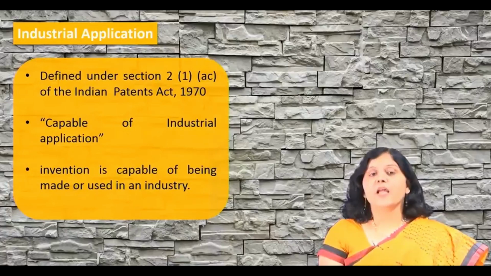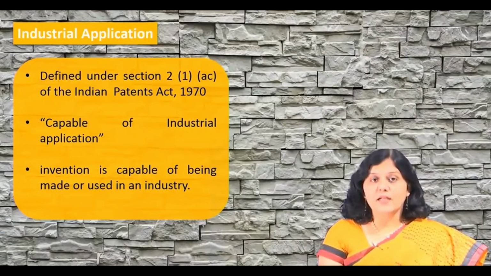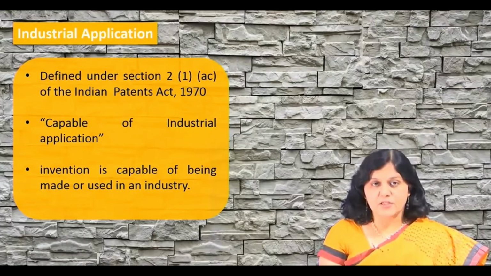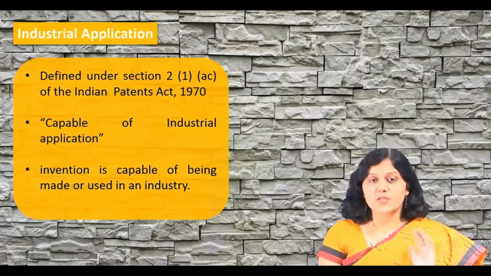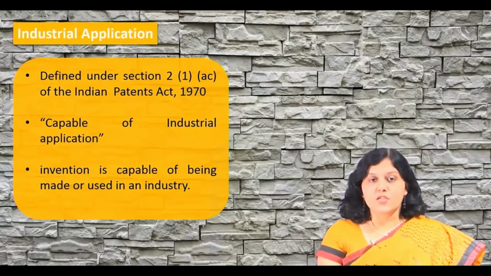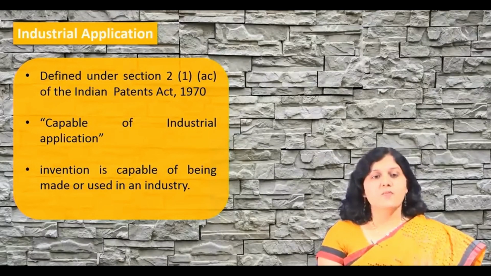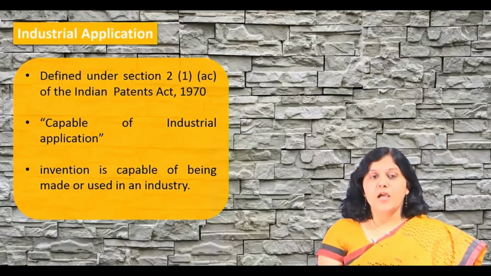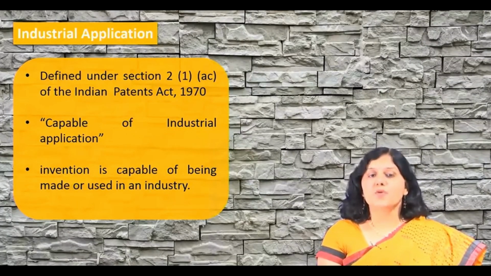Industrial application. Section 2(1)(ac) of the Indian Patents Act 1970 defines "capable of industrial application" in relation to an invention to mean that the invention is capable of being made or used in an industry. So, generally from this definition we understand that an invention must have practical utility. The historical justification of industrial applicability is to assure that society receives a positive effect.